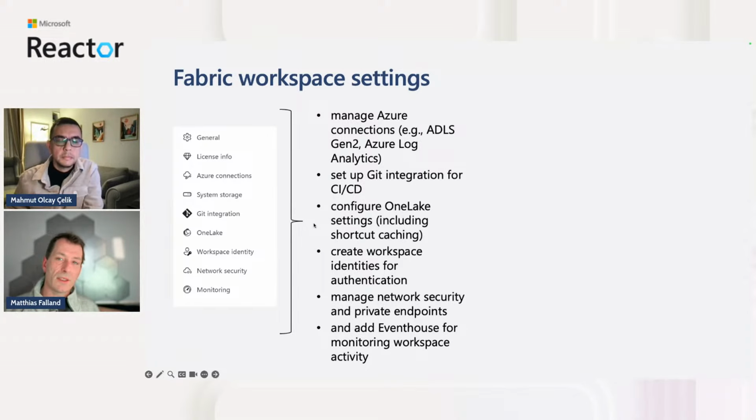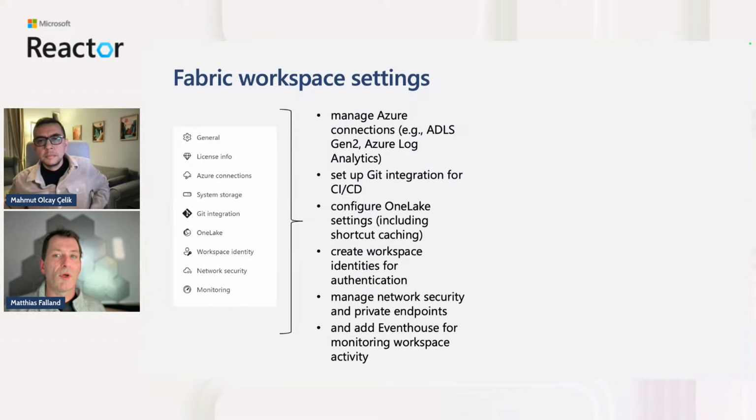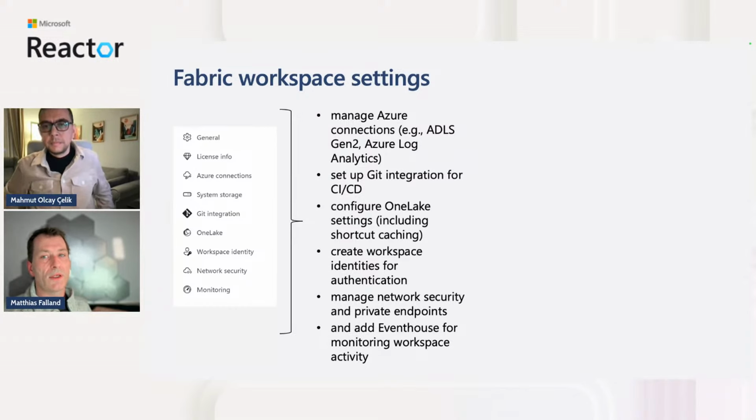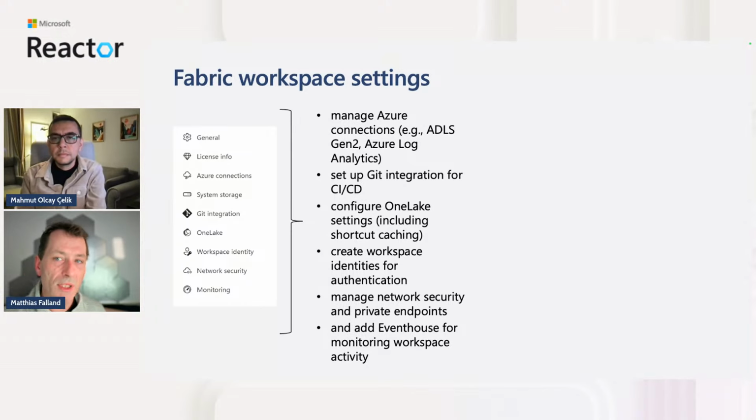You can create workspace identities when you want to authenticate the workspace against other data sources, for example. You have integrations of Fabric within private endpoints. So when you leverage a private endpoint architecture in your Azure tenant, then you most probably will integrate the Fabric capacity to some degree in that virtual endpoint structure to access the data. So you can do that here.